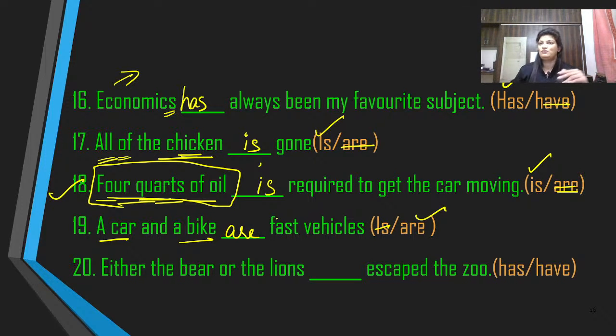Okay, so what is the answer for the next one? Either the bear or the lions. Yeah, this is interesting. What are the answers now? Has. Why do I have has? Like different answers. Okay, now it is have, and that's correct. The same rule that we discussed earlier, remember? The bear or the lions.